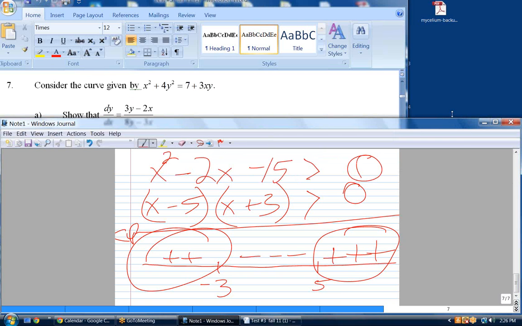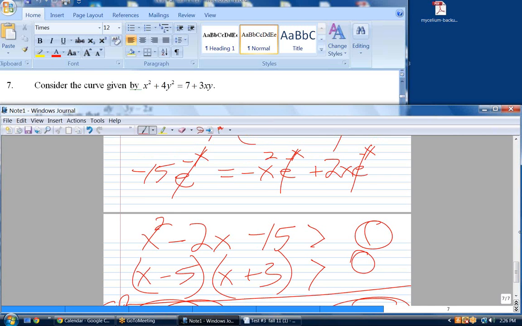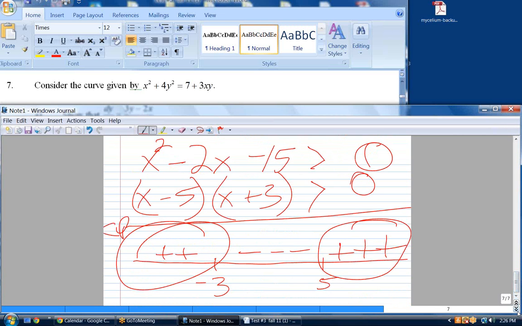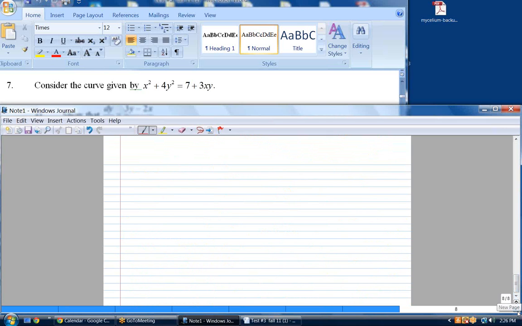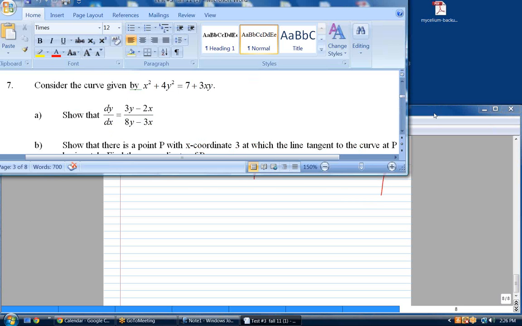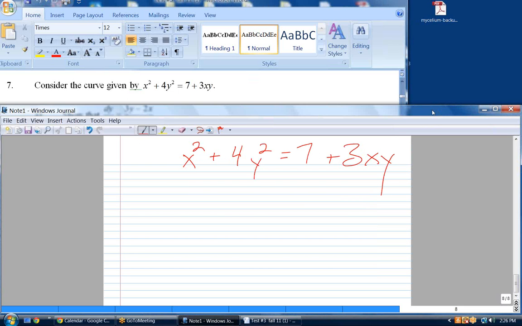Okay, we're going to implicitly differentiate this. So we have x squared plus 4y squared equals 7 plus 3xy. We're trying to find dy/dx. Okay, let's start with the left side. What does this give me?